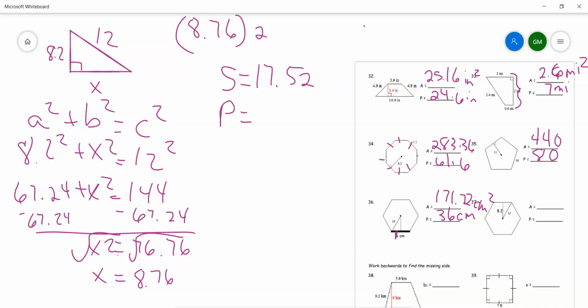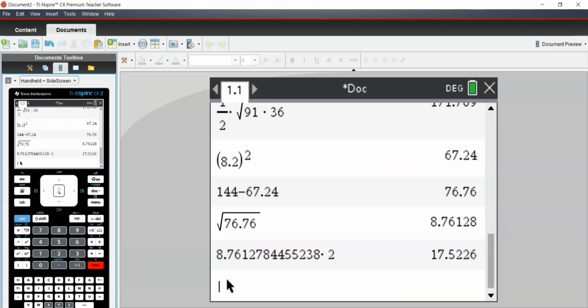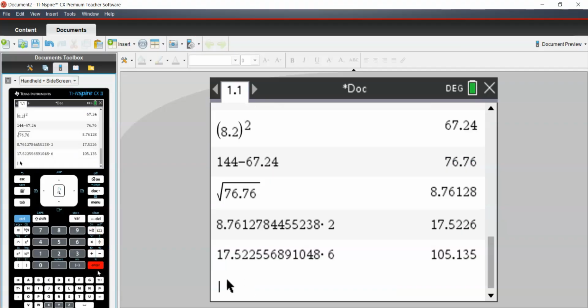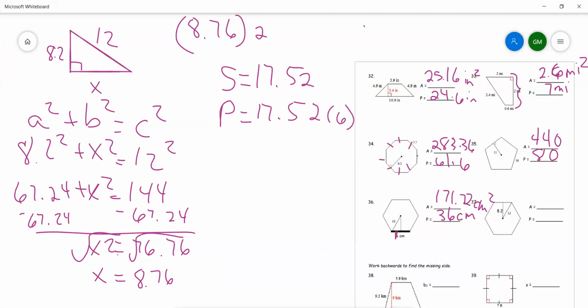And it is a regular hexagon. So we're going to multiply that by 6 in order to get our perimeter. And we get 105.14. So my perimeter is 105.54.